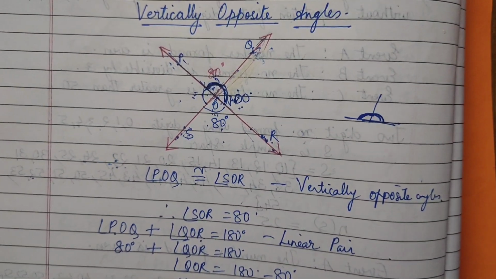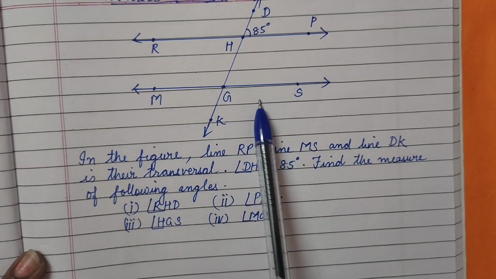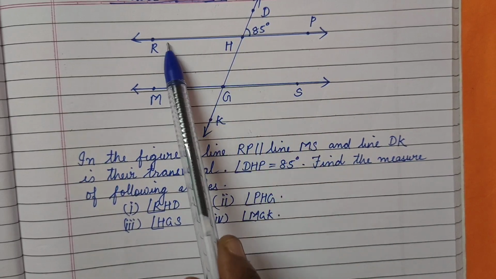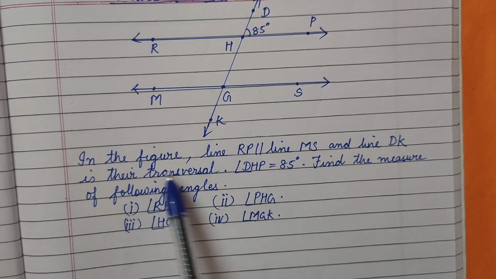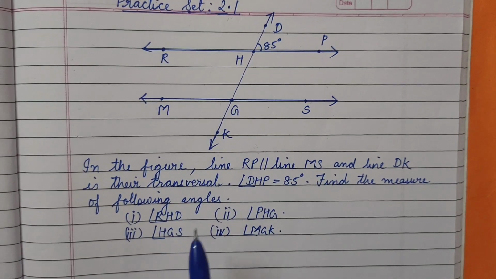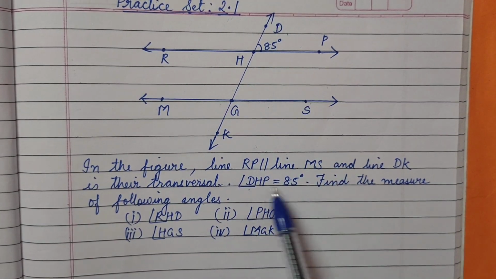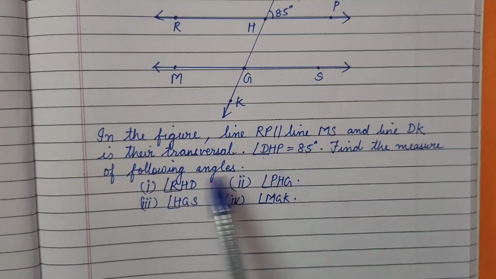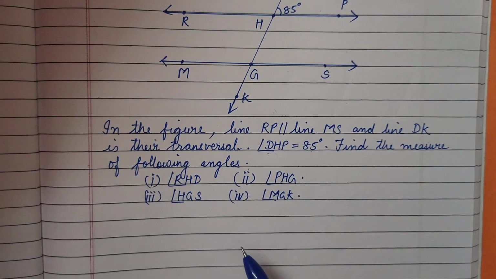Practice set 2.1 here. It's given that this is a figure. In the figure, line RP is parallel to line MS. Can you see? RP is parallel to MS and line DK is the transversal. We have learnt about the parallel and the transversal. We always have to start the sum with the parallel and the transversal. DHP is 85 degrees. Find the measure of the following angles. First, RHD. We need to find RHD.